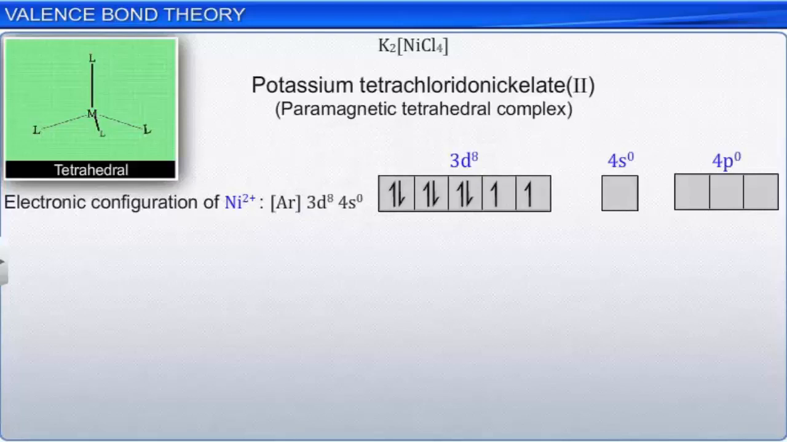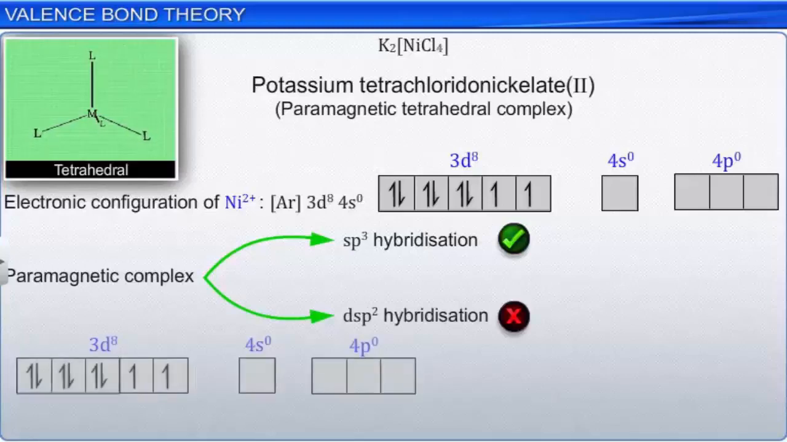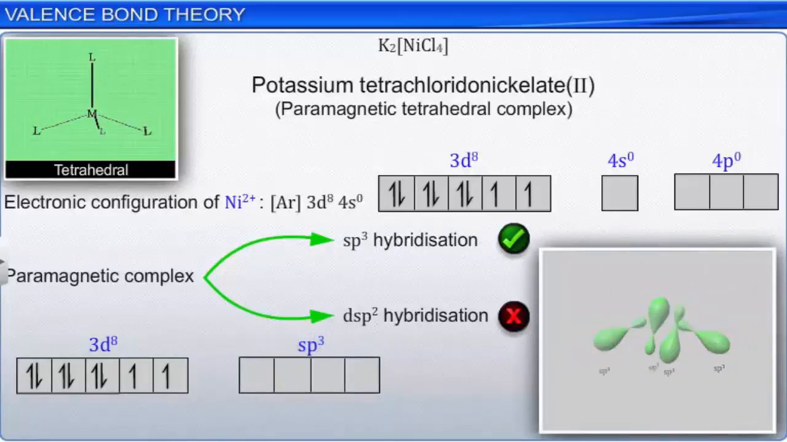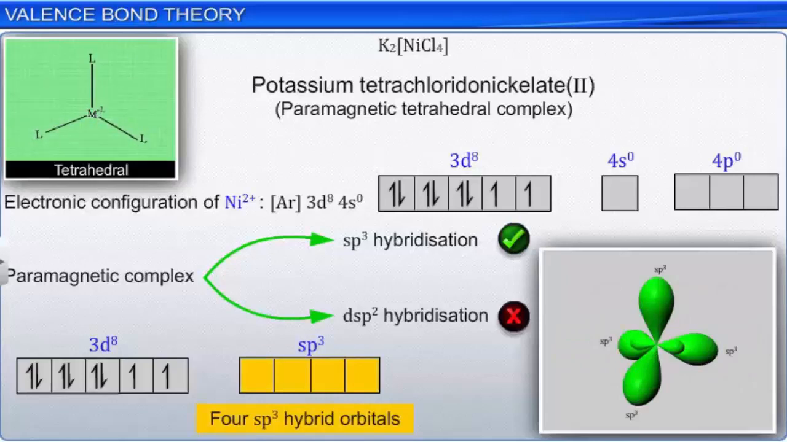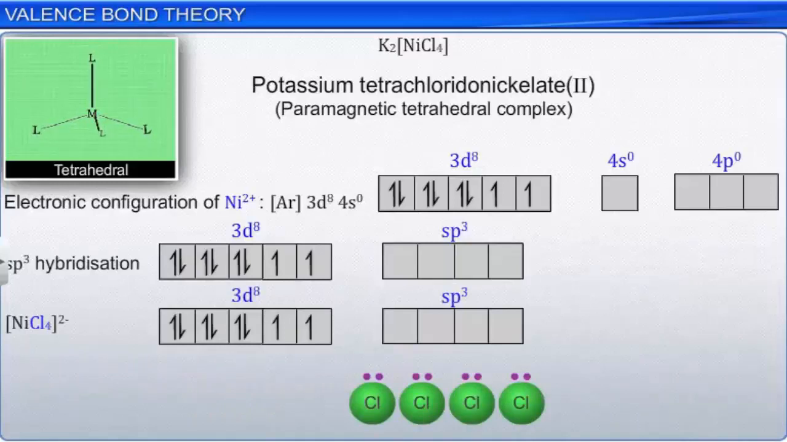In this complex, nickel is in +2 oxidation state, and thus has the configuration of argon 3d8. The complex can be paramagnetic only if nickel undergoes sp3 hybridization and not dsp2 hybridization. Thus, the 4s and 4p orbitals hybridize together to give a set of 4 sp3 hybrid orbitals. The 4 electron pairs donated by the 4 ligands are accommodated in the hybrid orbitals. Hence, the given complex assumes tetrahedral geometry.